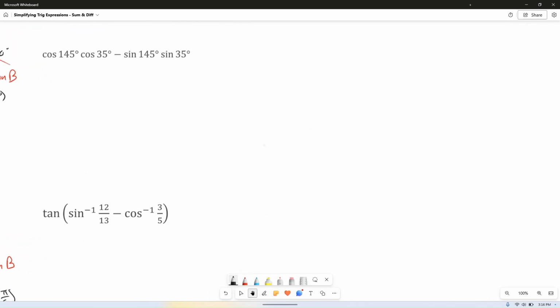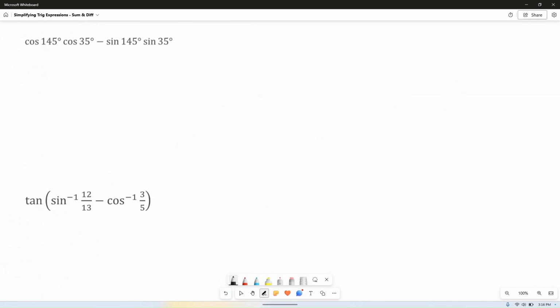All right, let's try another example here. This time we have a longer expression. We have the cosine of 145 degrees times the cosine of 35 degrees minus the sine of 145 degrees times the sine of 35 degrees. Well, if you look at this initially, the 145 and the 35 degrees are not unit circle values.